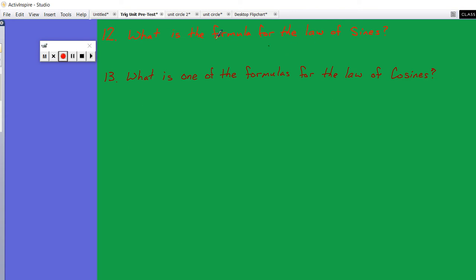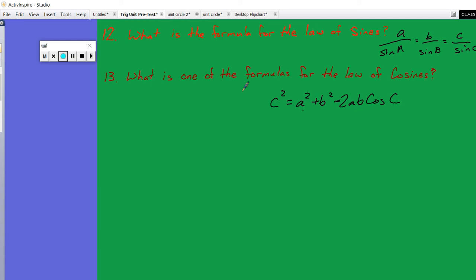Number 12, what is the formula for the law of sines? Little a over sine A equals little b over sine B equals little c over sine C. What is one of the formulas for the law of cosines? C squared equals A squared plus B squared minus 2AB cosine of C.